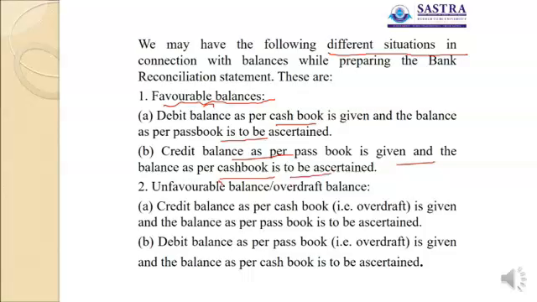See, the cash book as well as the passbook's balances are to be arrived at, and cash book balance is kept at one side and passbook balance is kept on another side. And there will be both favorable or unfavorable balances, according to which we will have to prepare the statement. And unfavorable balance, what is that called? Overdraft balance. So credit balance as per cash book or the balance as per passbook, debit balance as per passbook and the balance as per cash book. So either this balance is to be taken and the other balance arrived at, or vice versa.